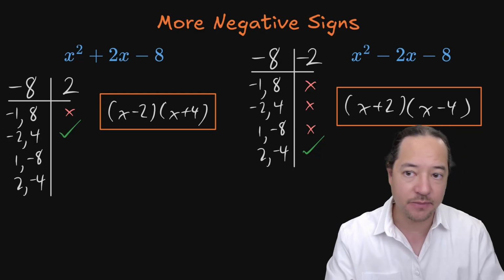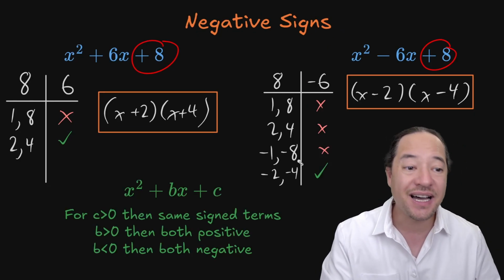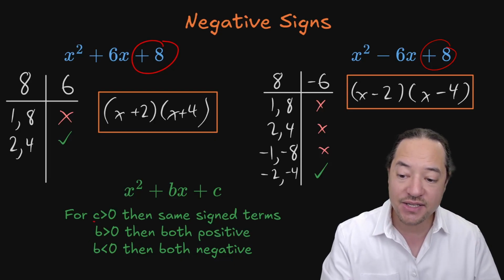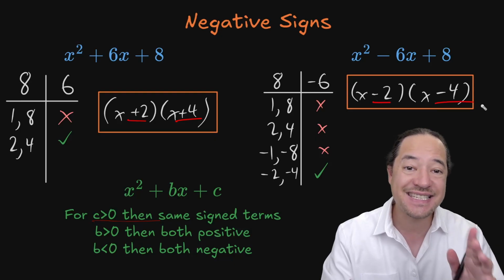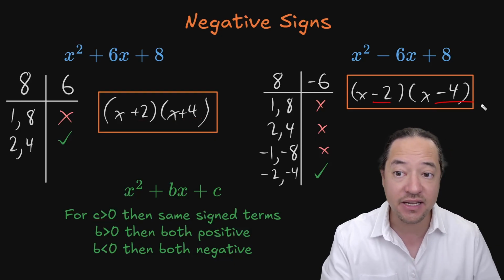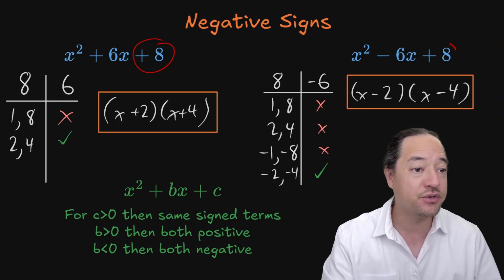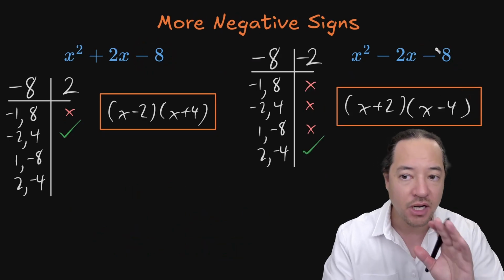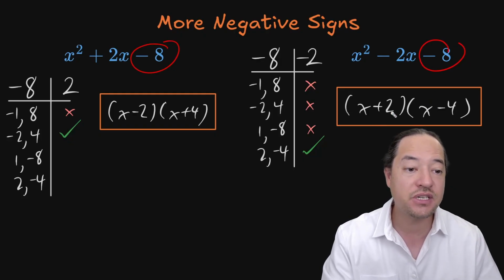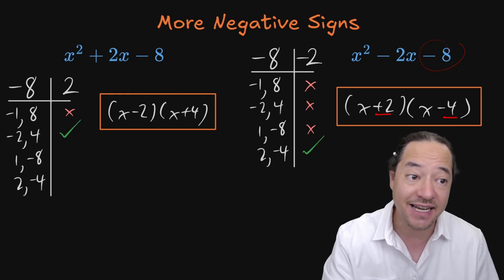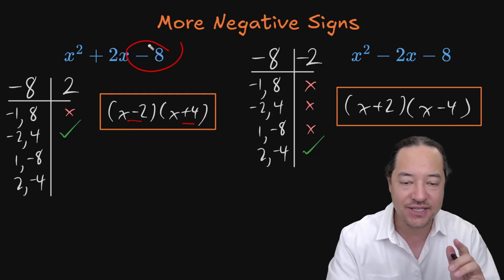Now, what's going on here? I want you to notice something. Previously, our c values were positive. So when the c values were positive, our factored terms here are all going to have the same sign, either both positive or both negative, because multiplying two positives gives you a positive number, and multiplying two negatives also gives you a positive number. But here, it's different. Because c is negative, the two numbers here must be opposite signs. That's the only way they can multiply together to give us a negative number. All right, so that's the first thing.